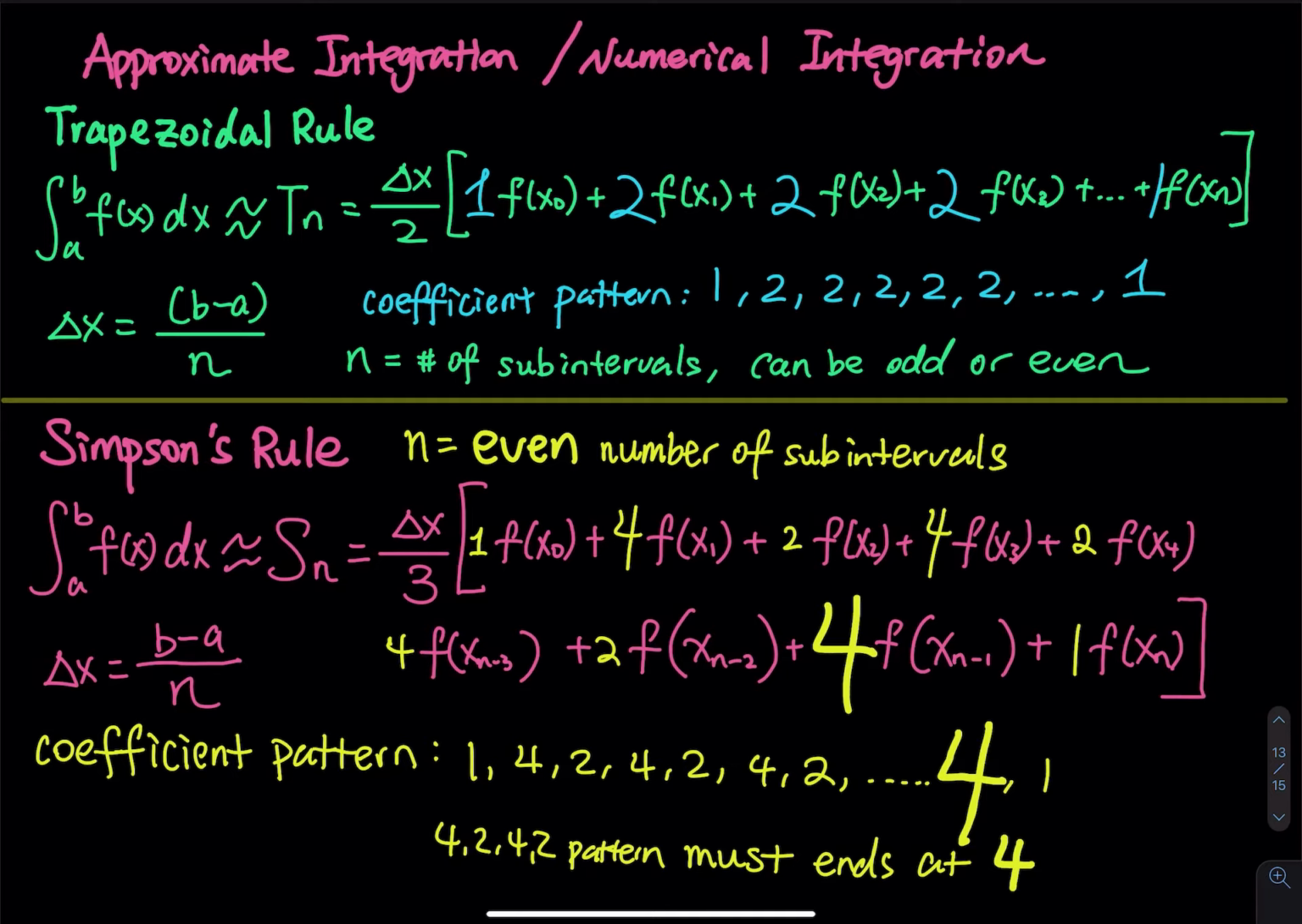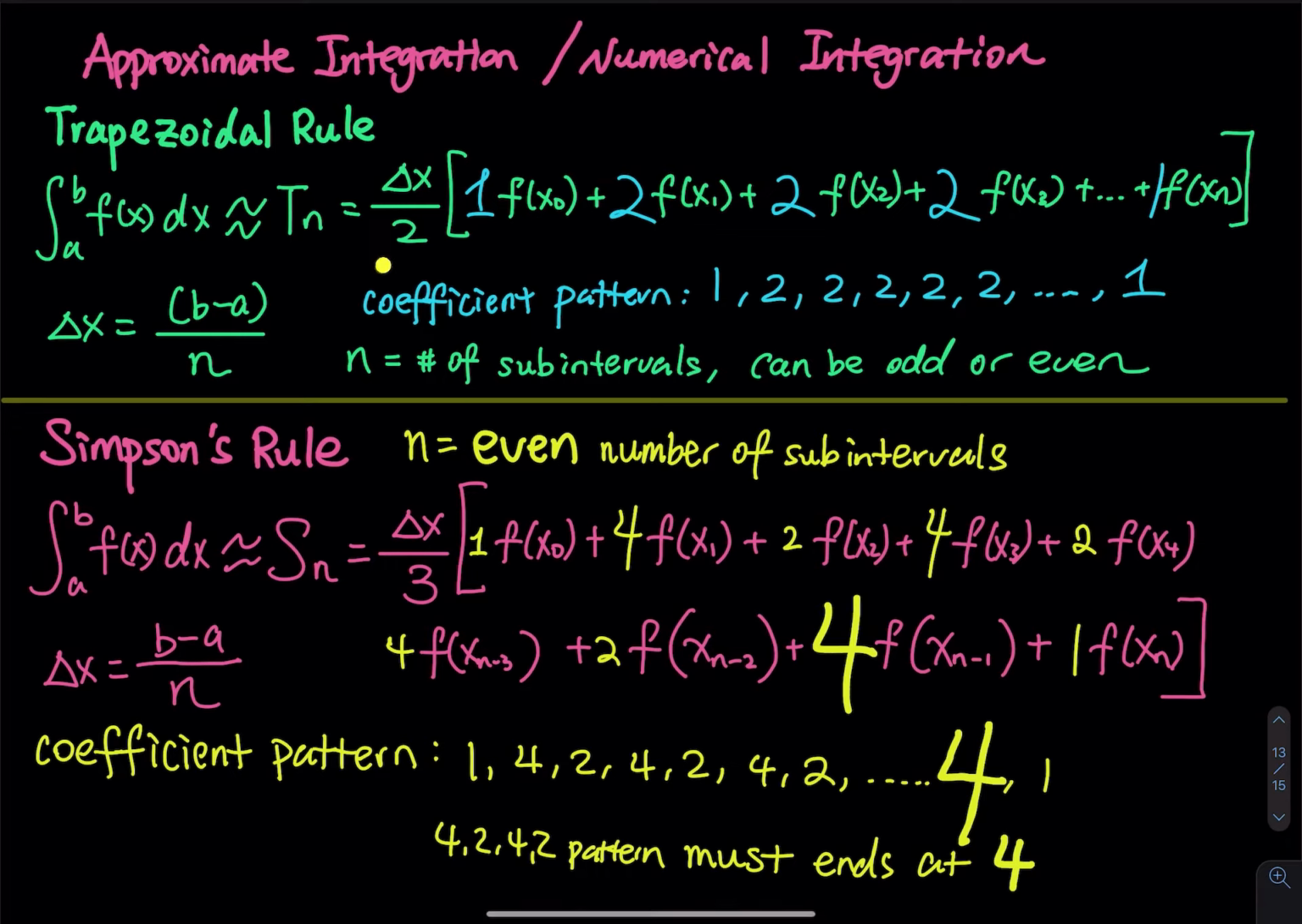Since this is numerical integration, we must have the integral. So my integral is the integral of f of x from a to b, dx, which is approximately equal to the trapezoidal rule. The T stands for trapezoidal, and then we have delta x divided by 2. Delta x is b minus a, divided by n, where n is the number of subintervals. For the trapezoidal rule, n can be odd or even.